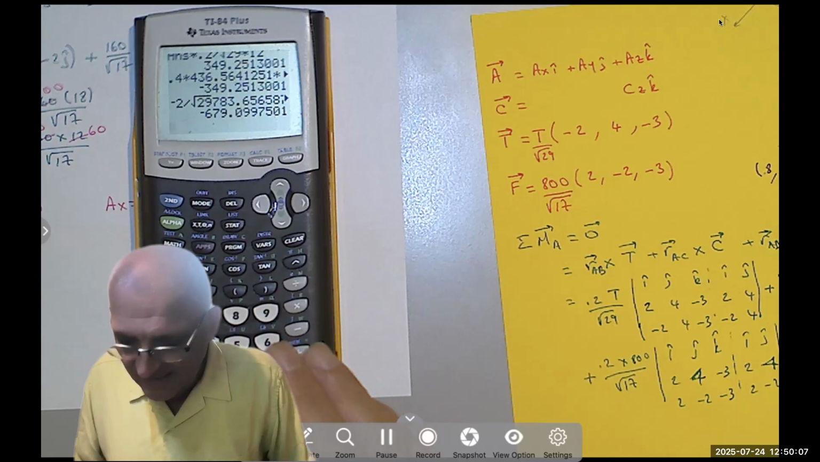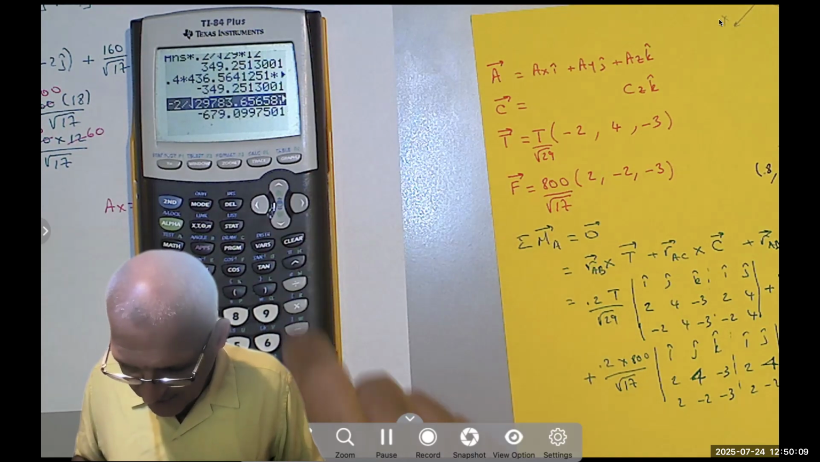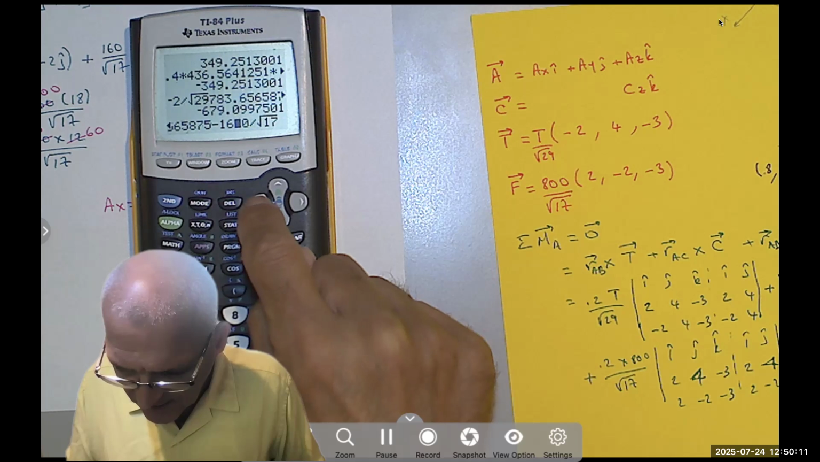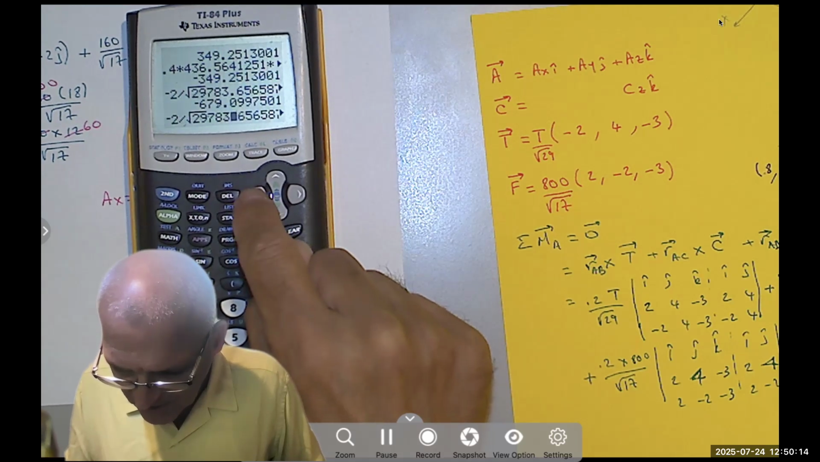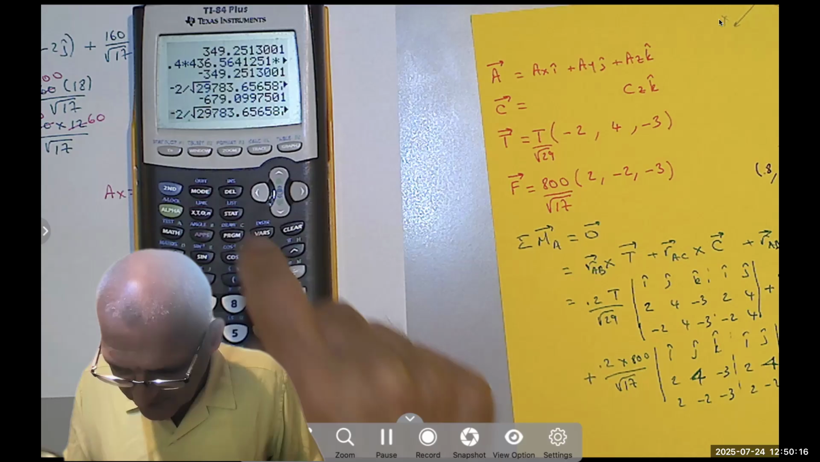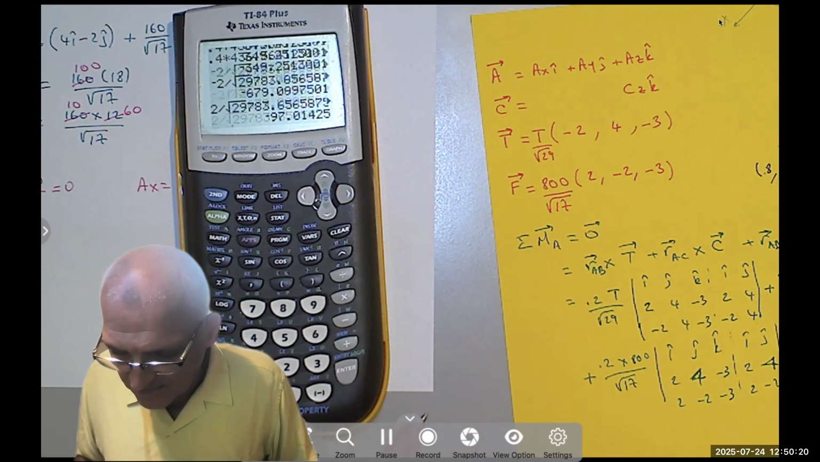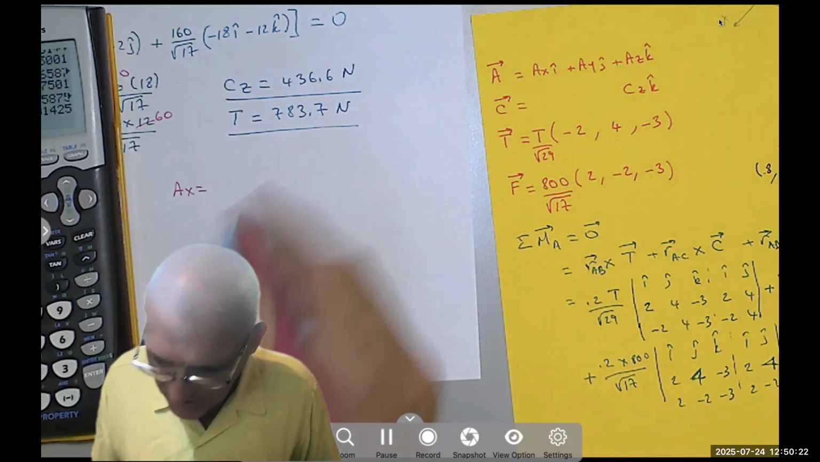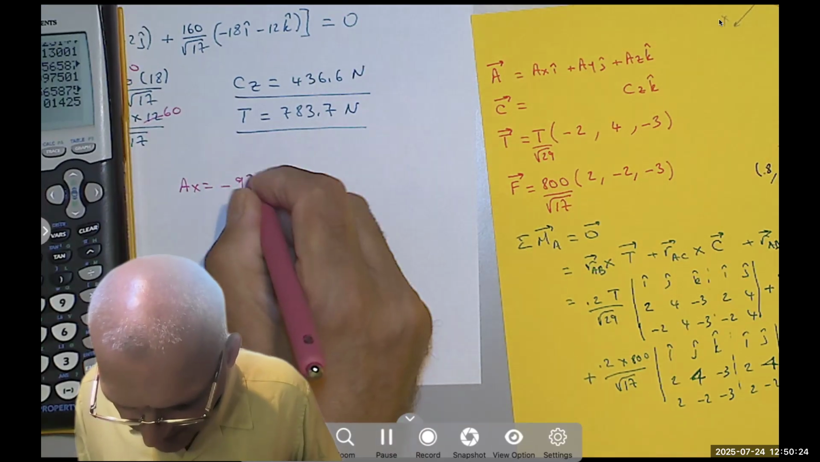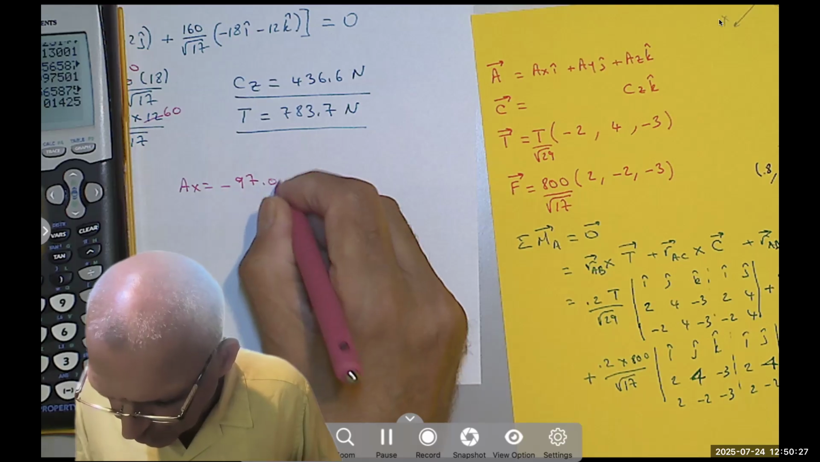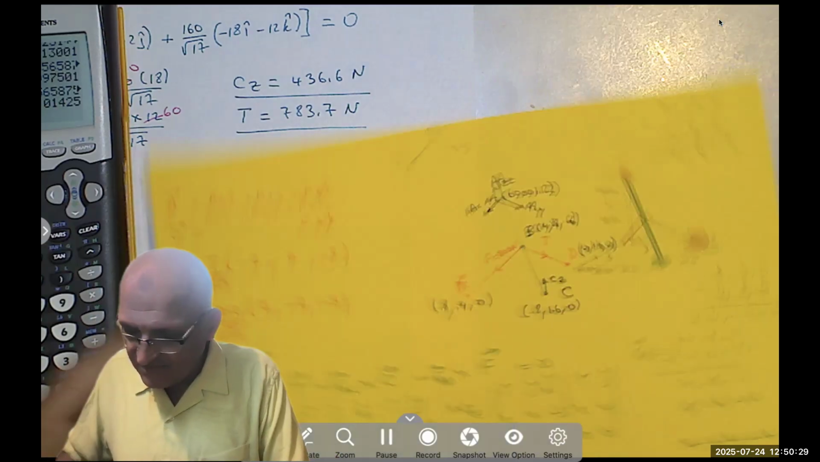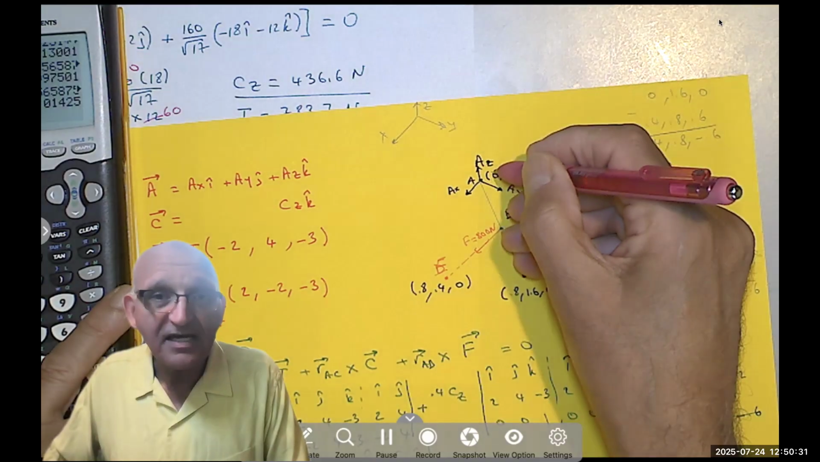Oh, because I said negative. I'm sorry. Yeah, I said it cannot be that high. I'm sorry. This should be positive, right? Because I'm going to move it to the other side. Yeah, that makes much more sense. Negative 97.01 Newton.